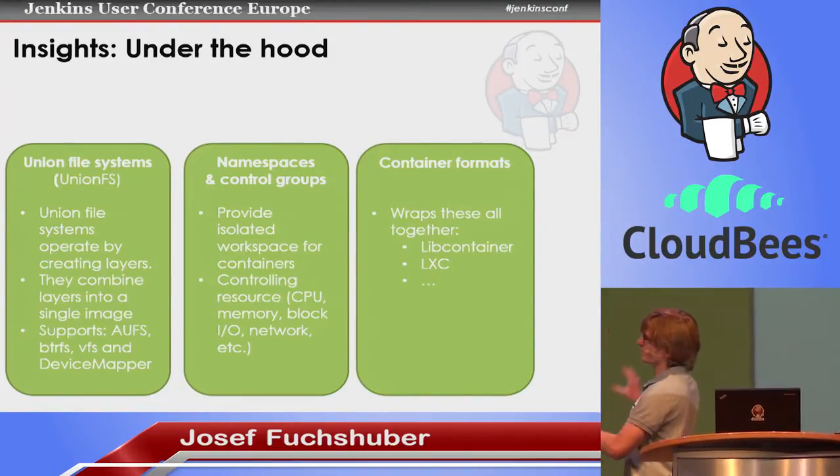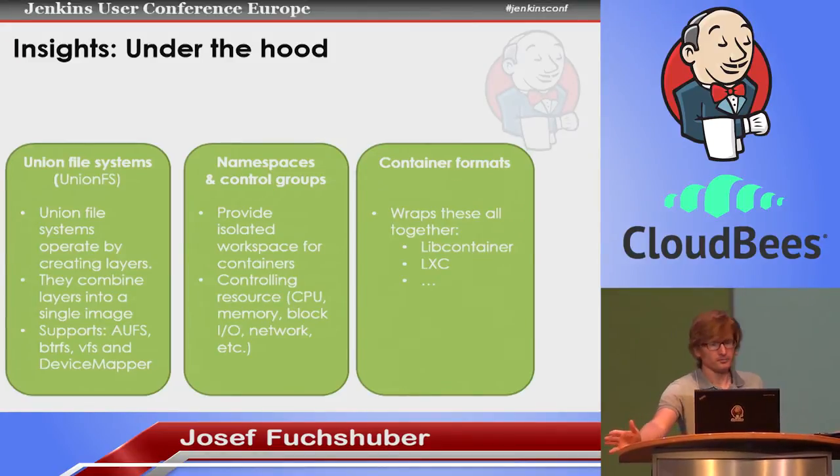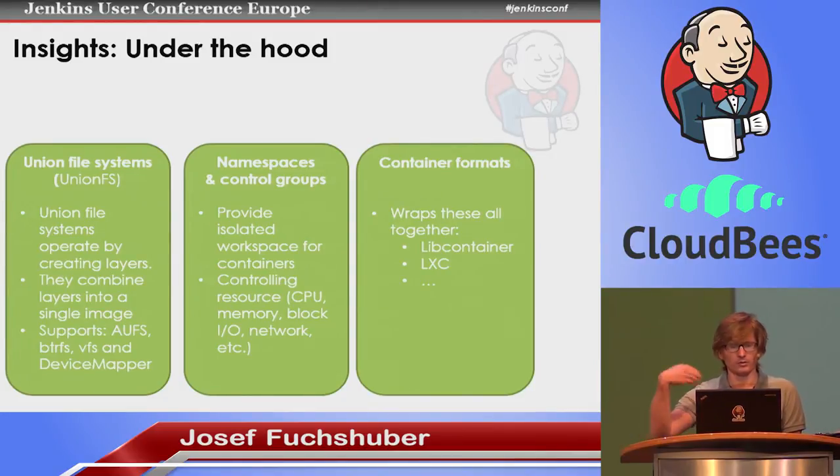There are three important components. The union file system, which we talked about. Docker supports several implementations, and you can switch depending on what your kernel supports and which one you need. Namespaces and cgroups, control groups, are very important for the running container because they provide the isolated workspace for a container.